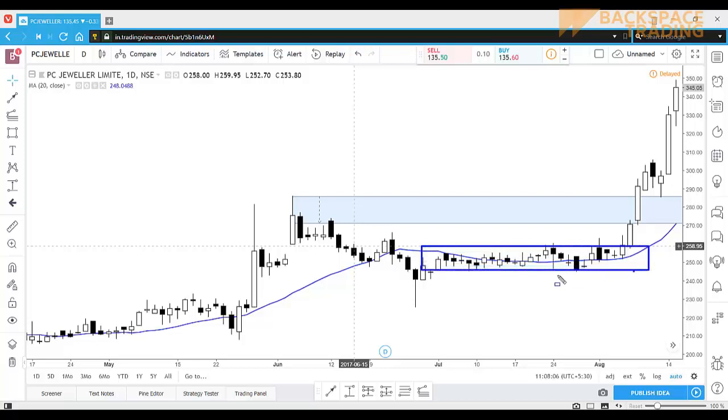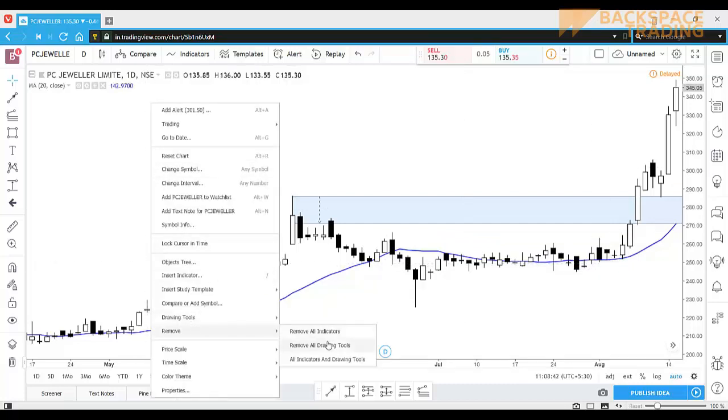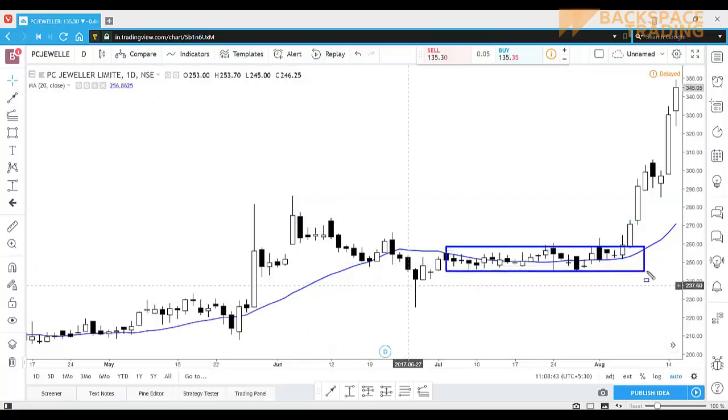Now understand this. It's more like a patient animal waiting for its opportunity. Price kept waiting inside this box for a very long time. And note down, all these candles are doji spinning tops. See that? All of these candles are doji spinning tops.